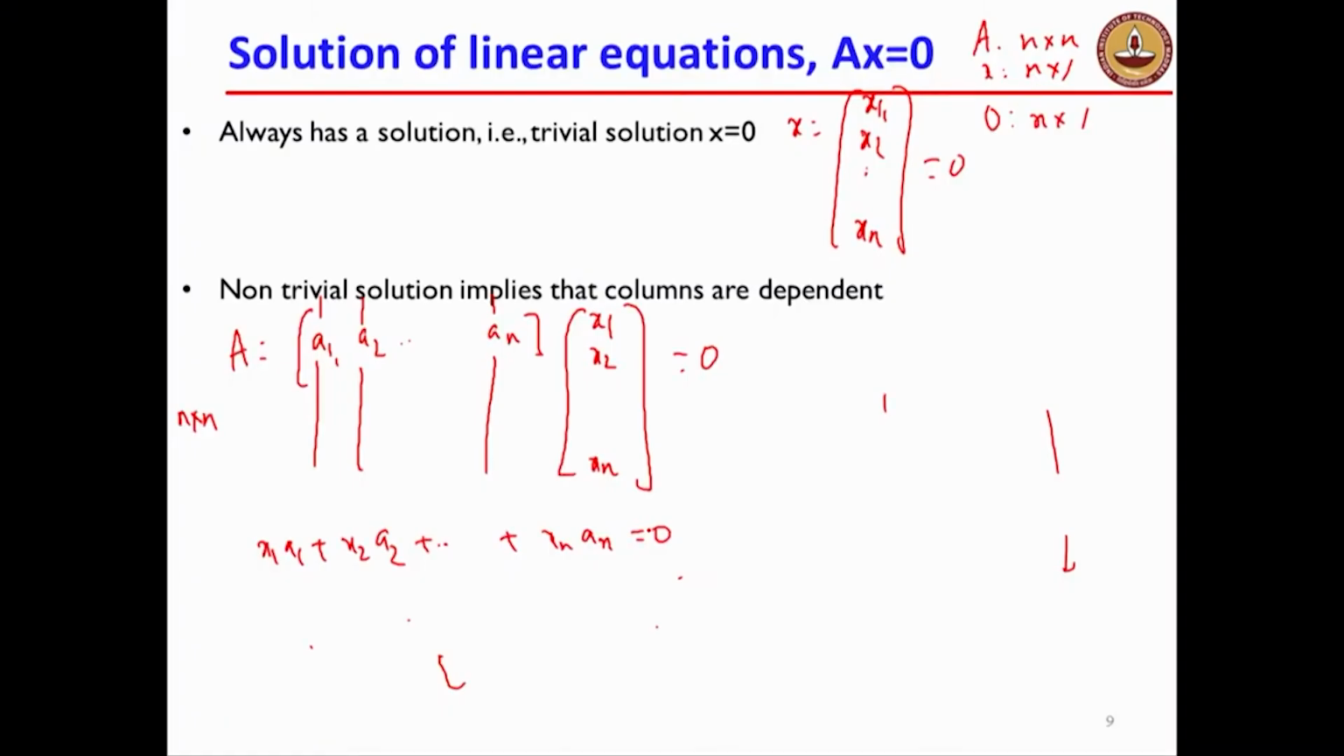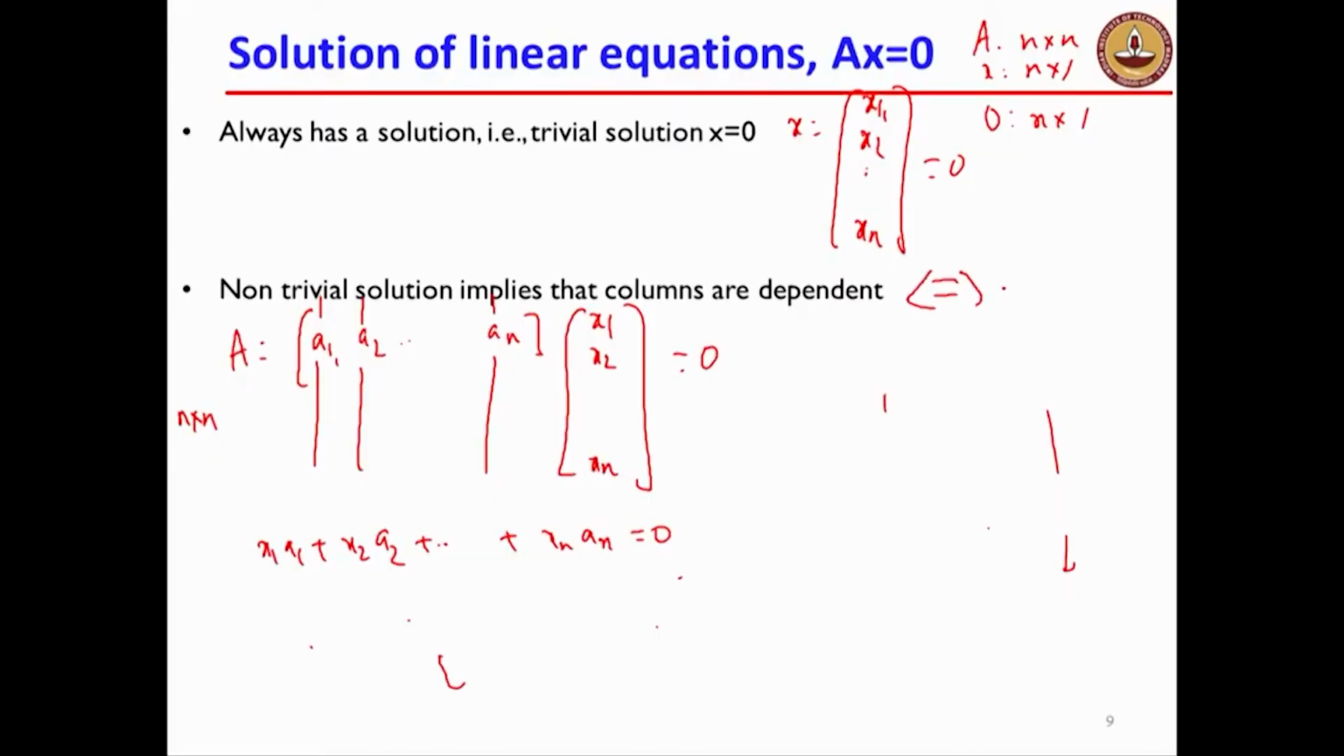So if the column vectors are dependent and there exists a non-trivial solution, what can you tell me about the rank of A? The rank of A cannot be equal to n, because some row vectors or column vectors are dependent on each other. In this case, column rank is also smaller. So the column rank is smaller than n. It means some column vectors are dependent on each other. Therefore, there exist non-trivial solutions. The determinant of that matrix also happens to be 0.